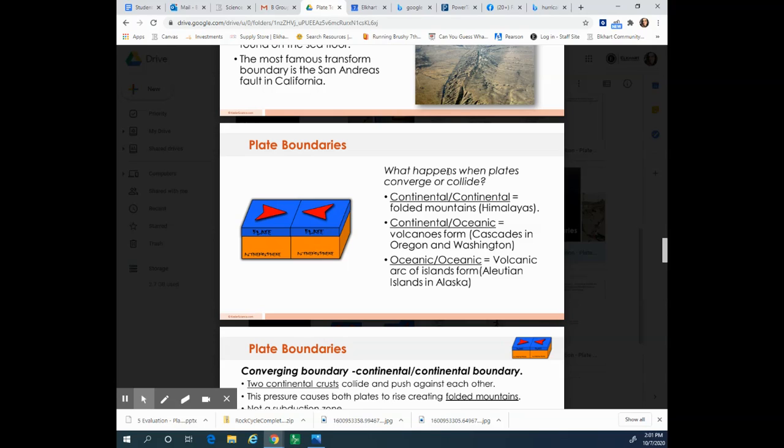Put your fingertips right up against each other and push on them and keep pushing and pushing till your fingers go all the way up and your hands come together. That's what happens when the plates push up against each other. They form mountains, such as the Himalayas. Now you have continental to ocean, which forms volcanoes, such as the Cascades in Oregon and Washington.